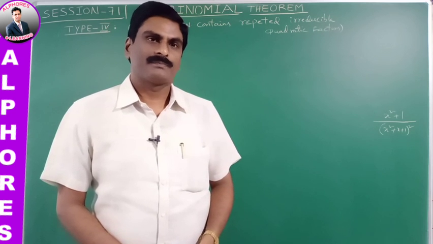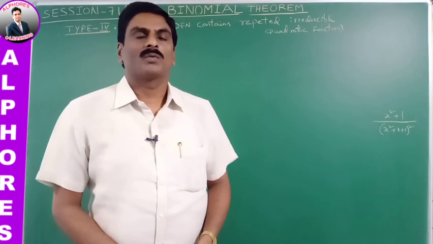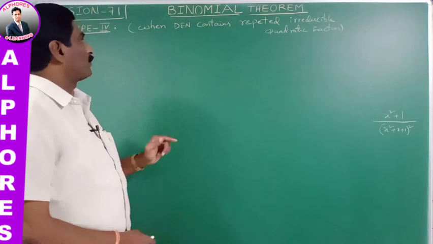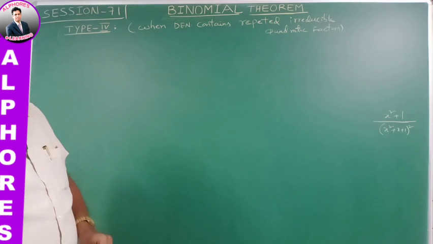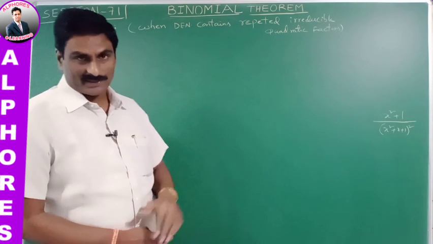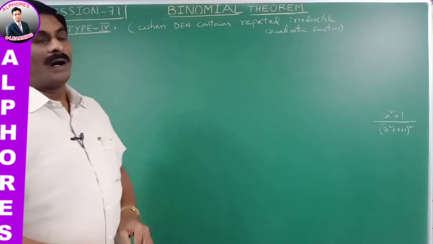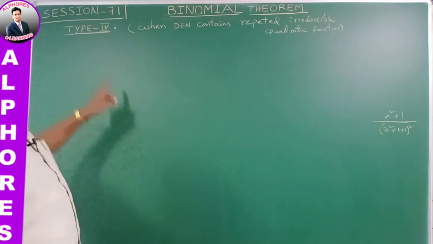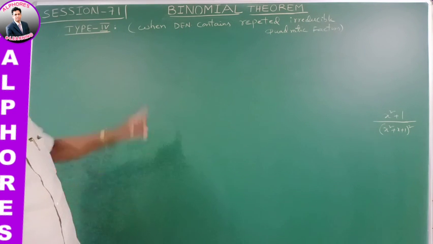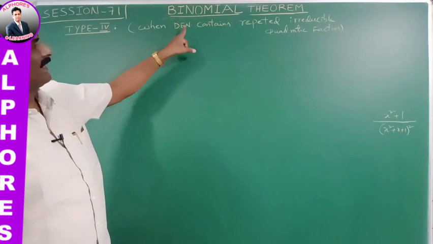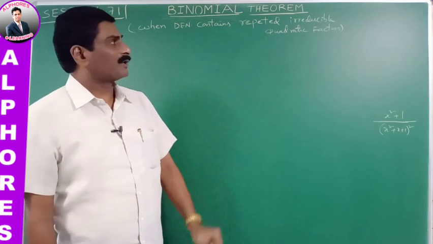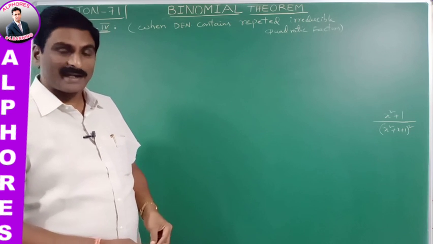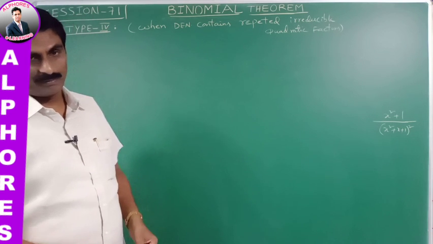Dear students, already we have completed type 1, type 2, type 3 models of the partial fractions for proper fractions. Now I am going to start type 4. Please write this down: type 4, when the denominator contains repeated irreducible quadratic factors.